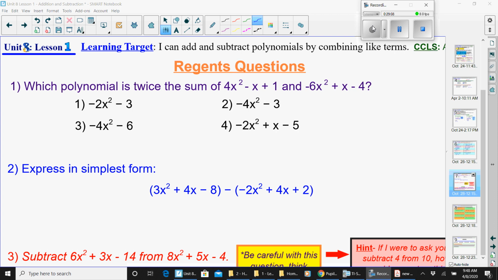So we have a couple more regions problems here. Try 1, 2, and 3, and press pause now, and then we'll come back.